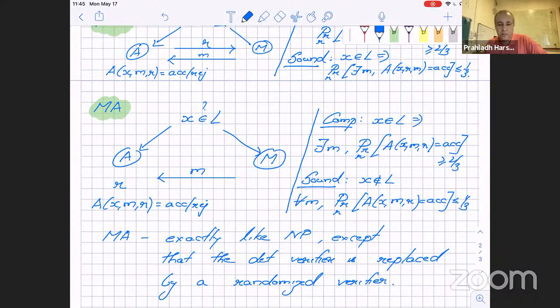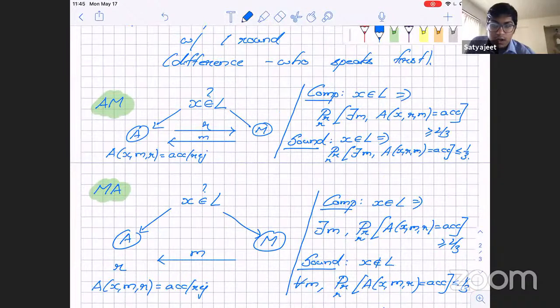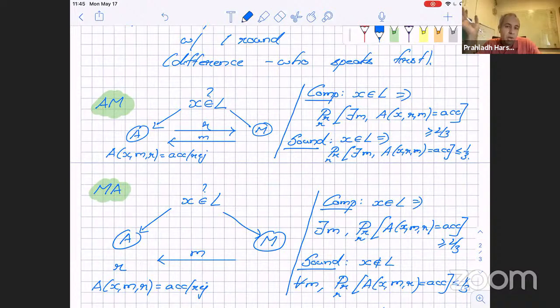Okay. Are people with me on the definitions of AM and MA? They are. So whenever Merlin sends in the M, is it also randomized in some way? No. Merlin sends a proof. He could be randomized, but if X is in the language, there is a proof. This is exactly like NP. There is a proof, except the way you verify the proof is now you use randomness to verify it.